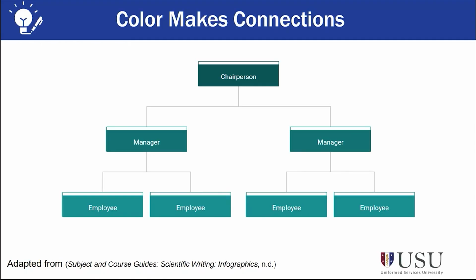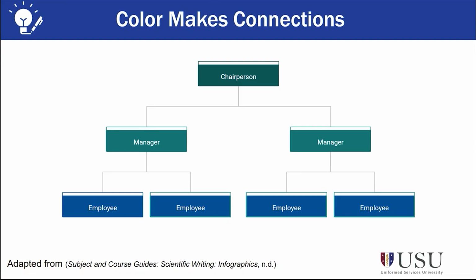If we see elements of the same color, we naturally assume there's some connection. So maybe here we want to show that everyone's on the same team, in which case we would just use different shades of the same color. On the other hand, if we wanted to highlight that there's more in common between, say, the first and second level, then we would use a different color on the third to help reinforce that.